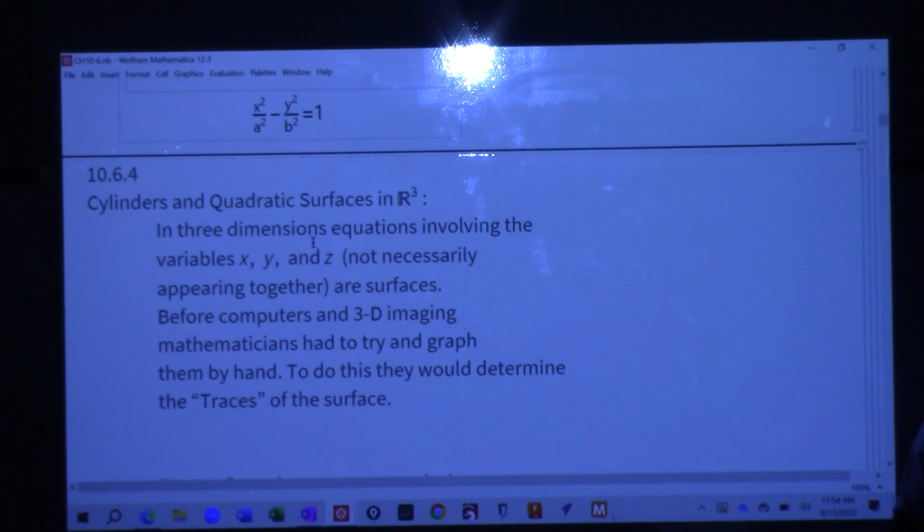All right, before computers were available to us, mathematicians had to try and graph these by hand, which is a real pain. They would do these things called traces to do it. I'm not real big on traces in here, just because we have computers and it's readily available to all of us now. So I will show you some traces, but then I'll be like, yeah, we're not doing that, all right?